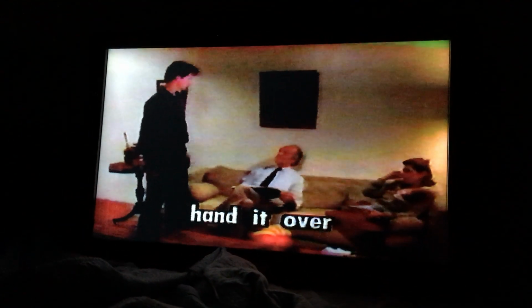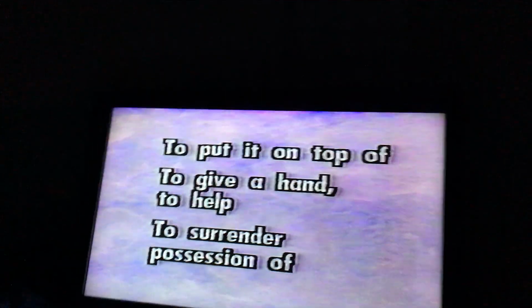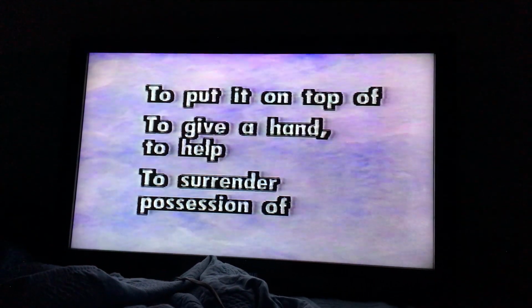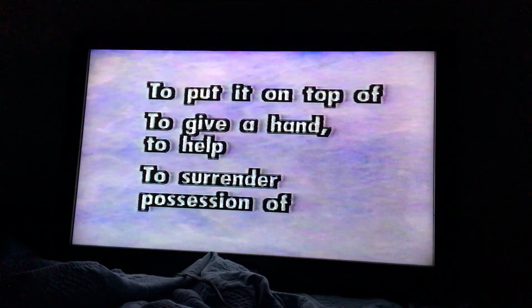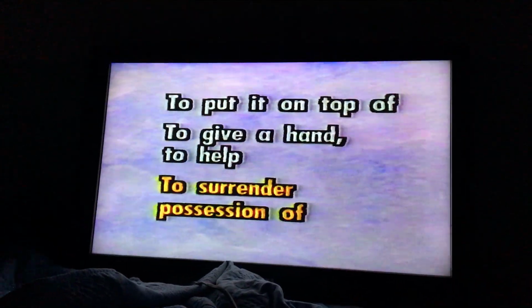Okay. To hand something over. What does that mean? Did you finish your homework? Yeah, it's all done. Hand it over. I want to go over it. To hand something over is to put it on top of. To give a hand, to help. To surrender possession of. Surrender possession of, give control to someone.